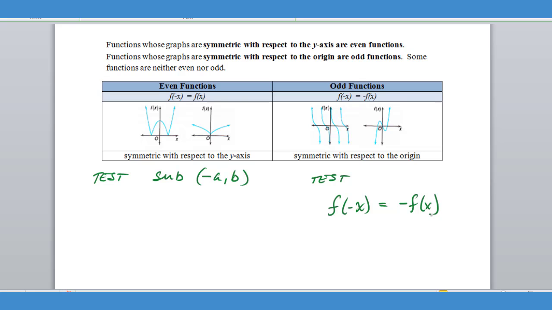So that's just a brief introduction to even and odd functions. So if we're testing for symmetry, you can then classify these functions.